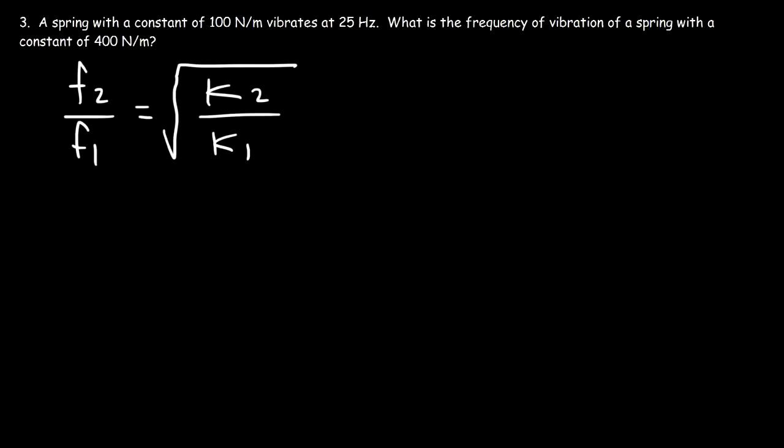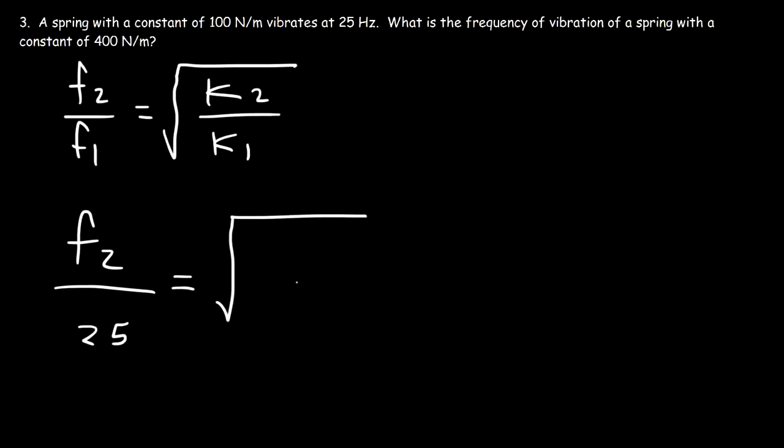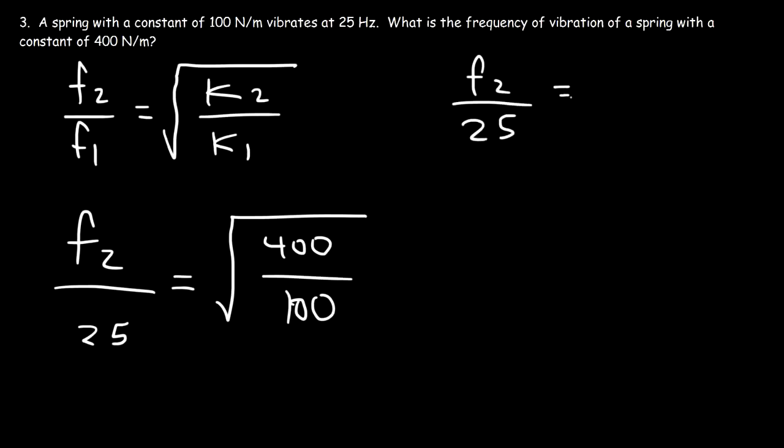So now let's calculate f2. So f1 in this problem, that's 25 hertz, and that corresponds to a spring constant of 100, so k1 is 100 in this problem. We're trying to find a new frequency at this new k value, so k2 is going to be 400. So 400 divided by 100 is 4, and the square root of 4 is 2. So f2 over 25 is equal to 2.